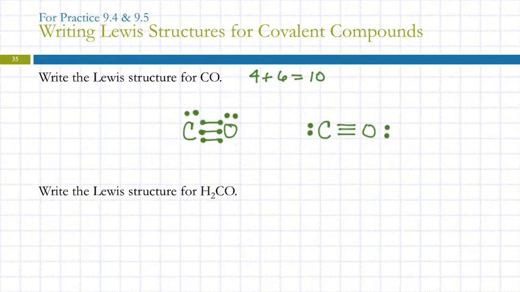Well, the hydrogens are going to have to be on the outside, right? So let's see, we'll put the carbon and the oxygen next to each other, and then I'm going to put the hydrogens on there. And this is where it can help to think about, well, how many bonds does carbon like to make?